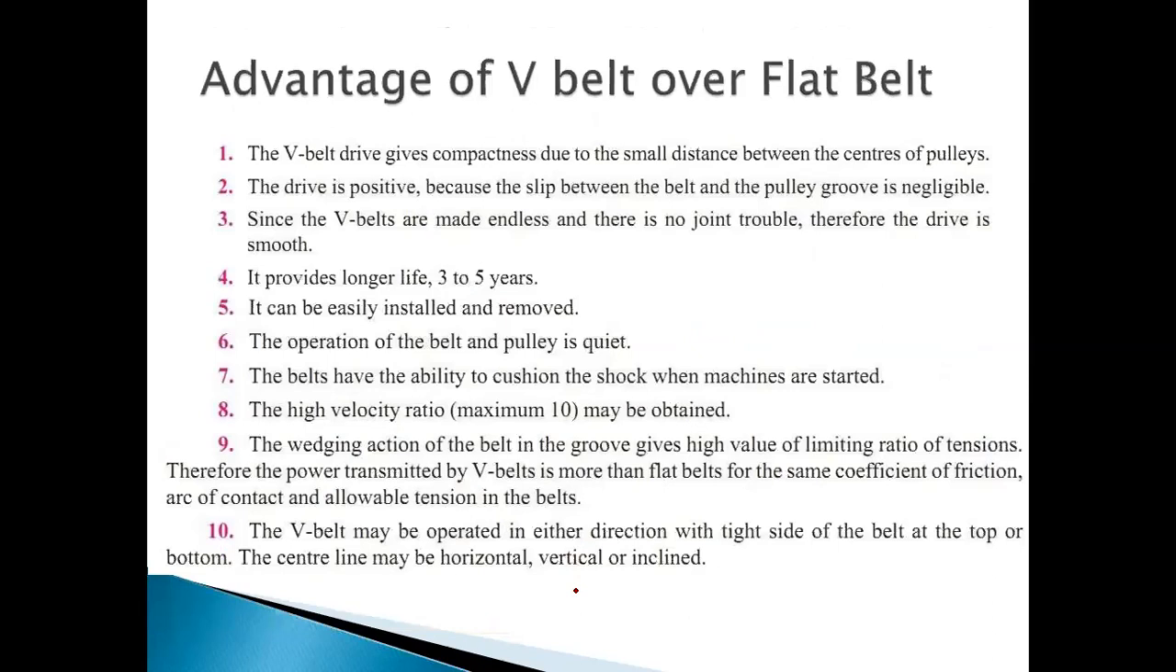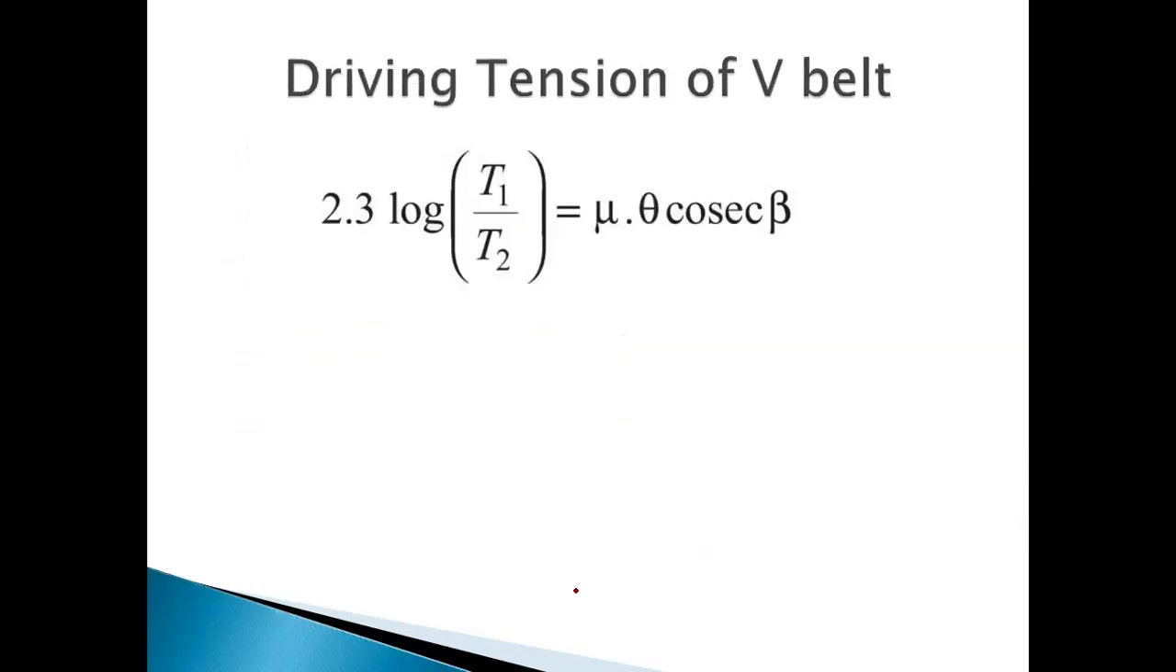This is the question you should read, and this is the driving tension for the V belt: 2.3 log T1 upon T2 is equal to mu theta cosec beta.